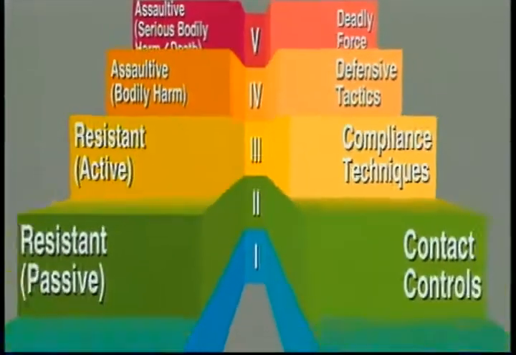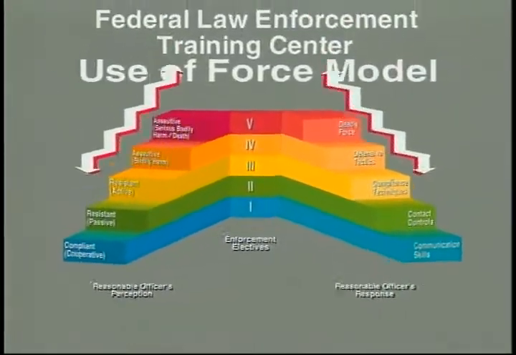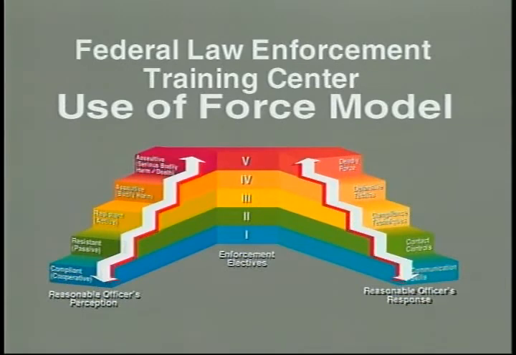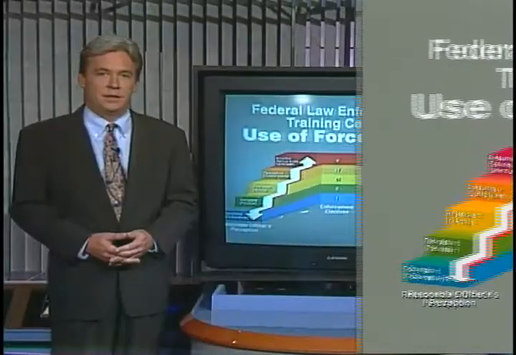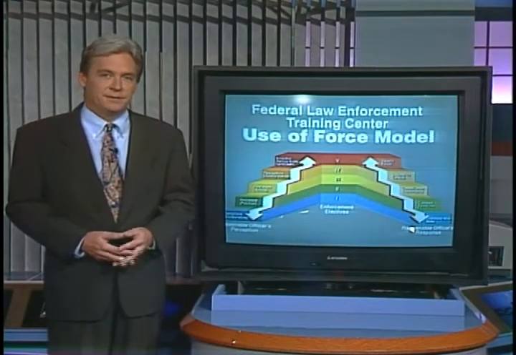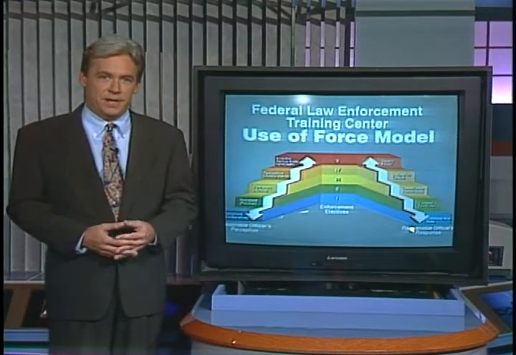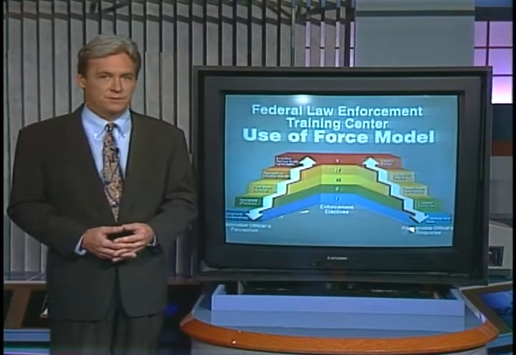As you can see, the model also supports double-sided arrows running from the blue tier all the way to the red tier. These arrows represent a logical and legal cause and effect based upon a reasonable perception of risk. They illustrate that an officer has the option to escalate, de-escalate, jump between tiers, or maintain the level of force that he or she deems appropriate to gain and maintain control of the subject and the situation. It's a dynamic model, isn't it? In theory, it effectively defines enforcement electives as a function of a reasonable officer's perceptions.